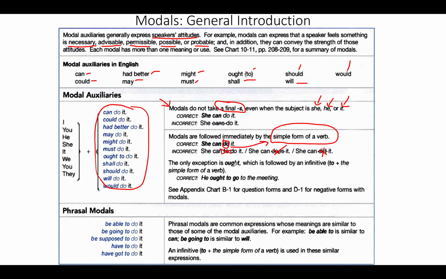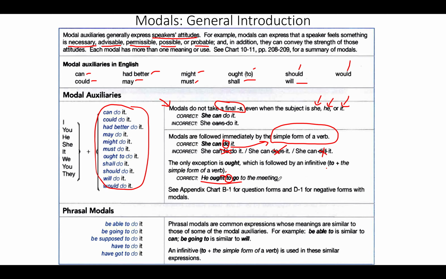The only exception is ought, which is followed by an infinitive with to. Look at the example, she ought to go. This to here, let me highlight it for you as well, belongs to the modal. It goes with the modal. It has nothing to do with the idea that it is the infinitive of the verb go. We normally use simply the simple form of the verb, the infinitive without to, after the modal auxiliaries. So this is some information we have to bear in mind regarding modal auxiliaries.